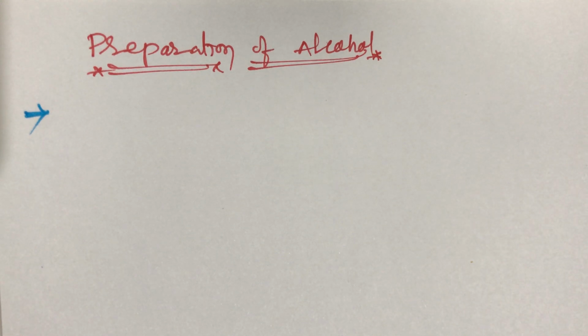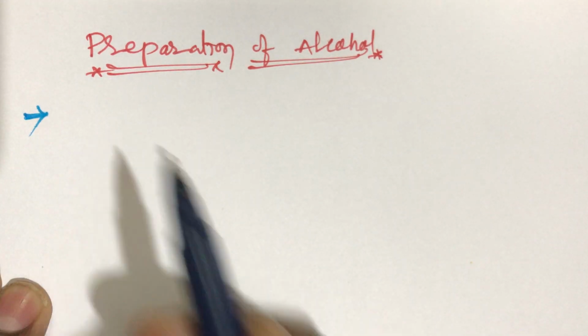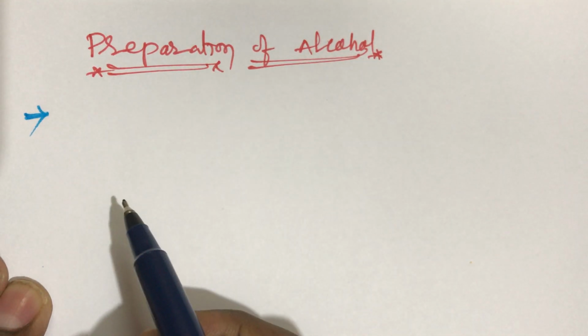Hi students, next one is preparation of alcohols. I will give a simple trick, one by one. Preparation of alcohols. The first preparation method is from alkyl halide.